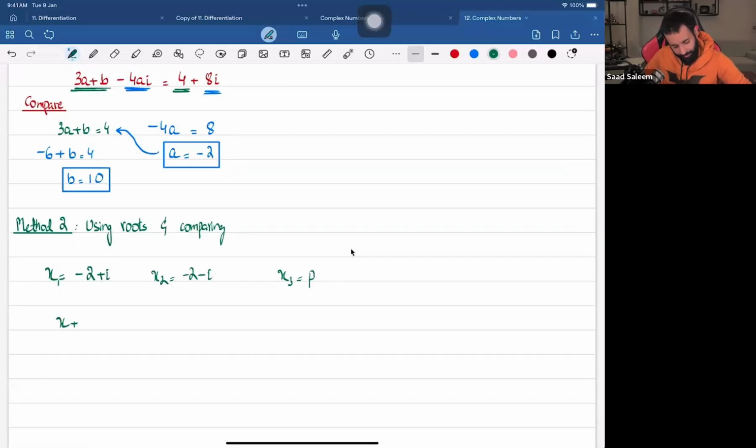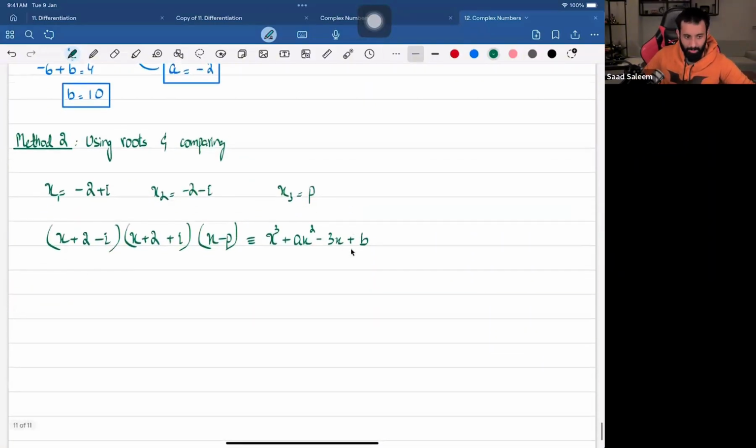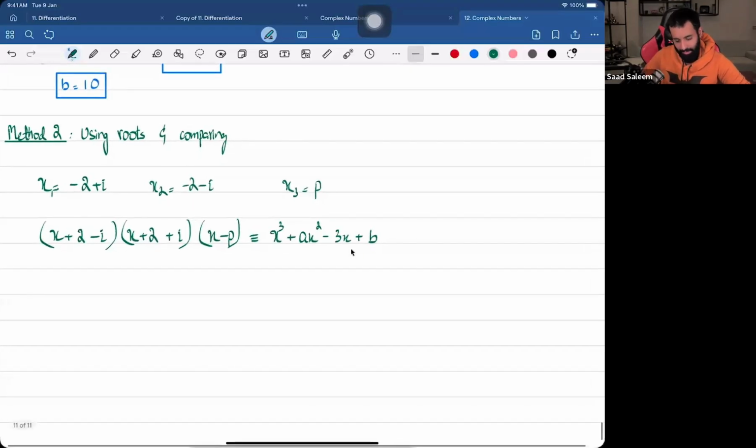Okay. So if I wish to go back to the cubic equation, this is what I will have to do. I'll have to do (x + 2 - iota) into (x + 2 + iota) into (x - p). And this will take me back to the cubic equation, which is x cubed plus ax squared minus 3x plus b. Now, what do we do? We expand the left-hand side, since there's nothing that we can do on the right-hand side.